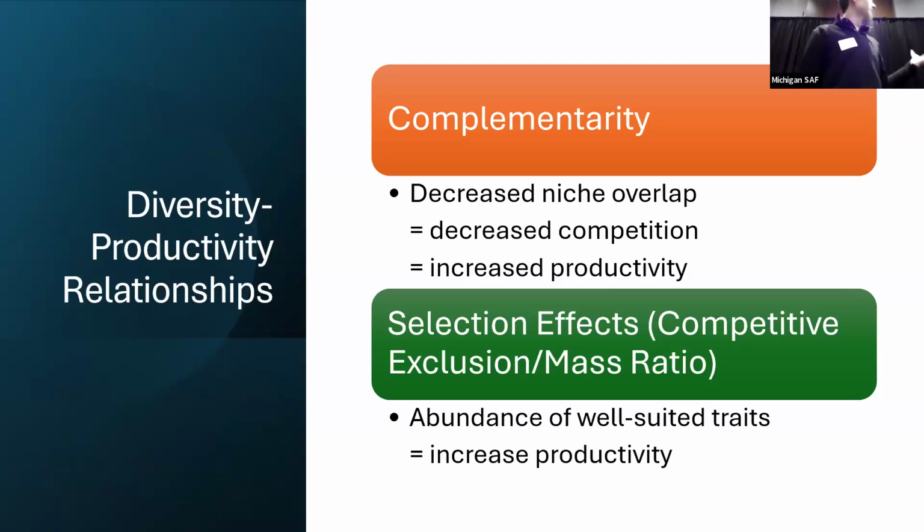On the flip side, there's the selection effects or competitive exclusion mass ratio. And that basically means that where we find an abundance of really well-suited traits, we're going to find higher productivity. So that's kind of the right trees getting to the right place. And they'll see basically less diversity will mean greater biomass or carbon storage or sequestration.